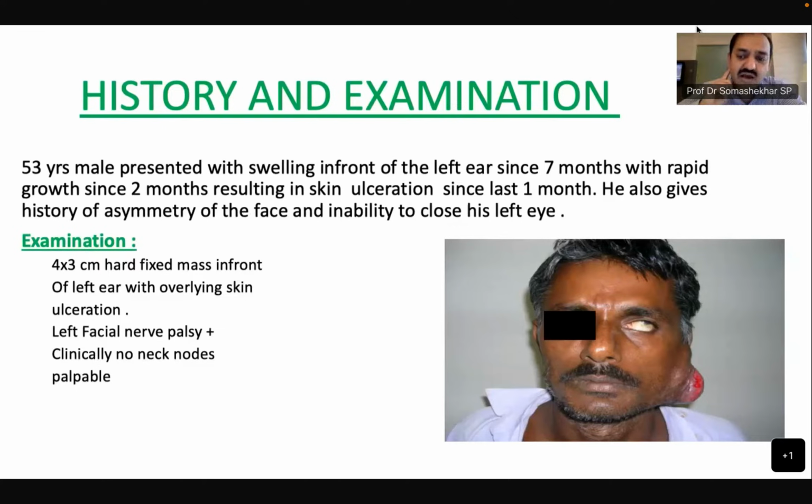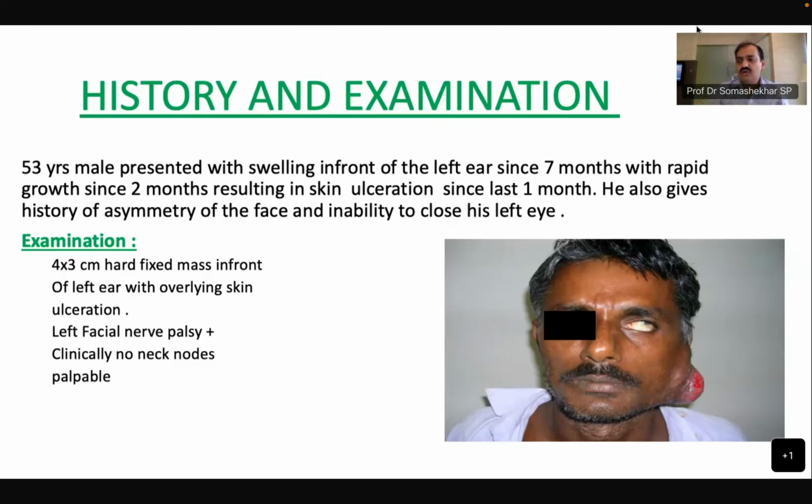Since 2 months, and now for the last 1 month, skin ulceration has happened. He also gave history of asymmetry of the face and inability to close his left eye. On examination, 4 into 3 centimeter hard fixed mass in front of the left ear and overlying skin. Ulceration is there. You can see left-sided facial palsy.